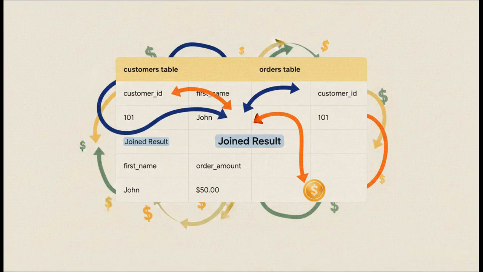And this just shows you exactly what I'm talking about. We have John's name in one table and his $50 order in another. They're separate. A JOIN on that customer ID column connects them, and bam, suddenly we can see that John spent $50. We've just turned two separate facts into one piece of business intelligence. That's the power of a JOIN.